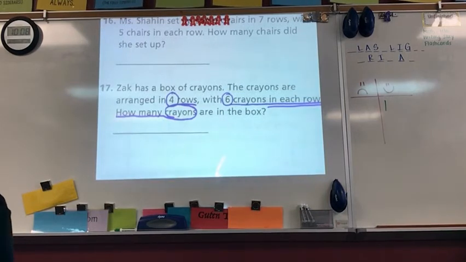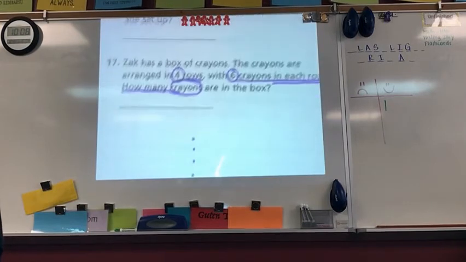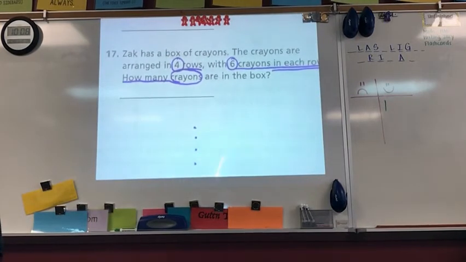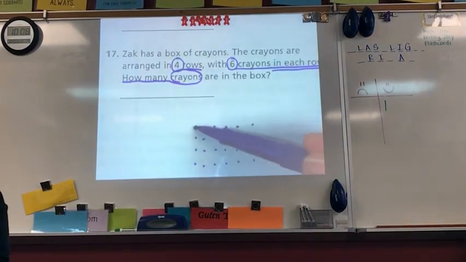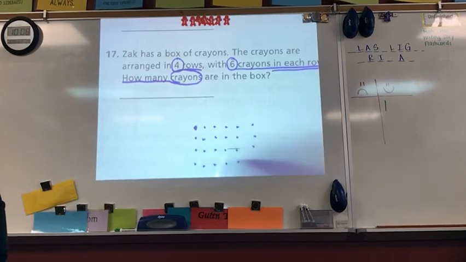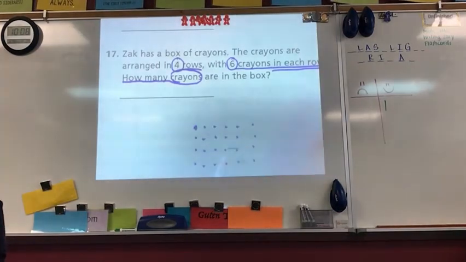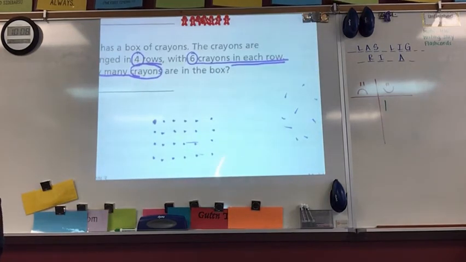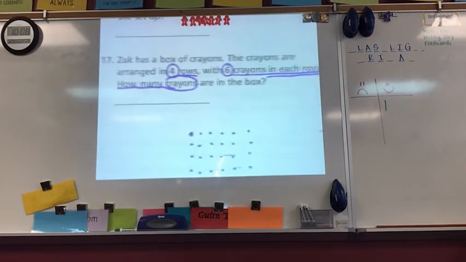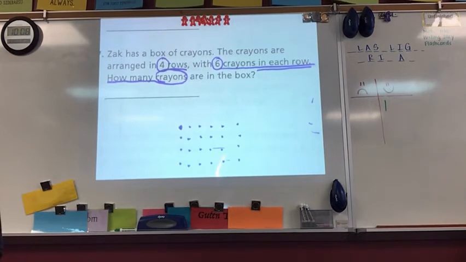The crayons are in 4 rows, so I line my rows up like buttons. There's my 4 rows. There's 6 in each. 1, 2, 3, 4, 5, 6. Now I'm getting a little bit sloppy here, but notice they're still in very clear rows and columns. I can't start getting my dots all over my paper like this, because if they start getting messy like that, I can't solve my problem as easily. So I want to keep it nice and neat.